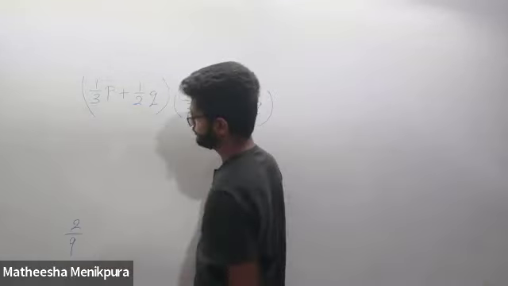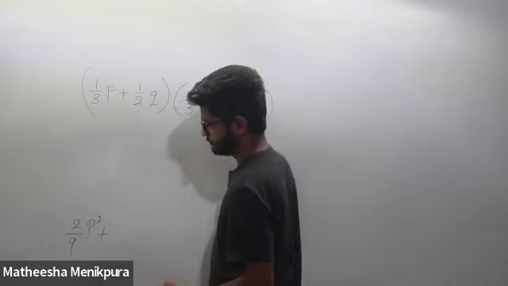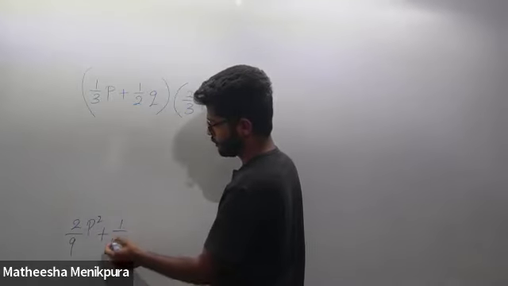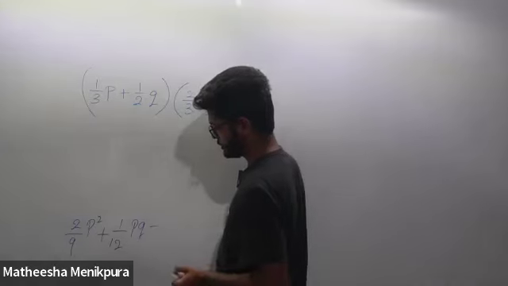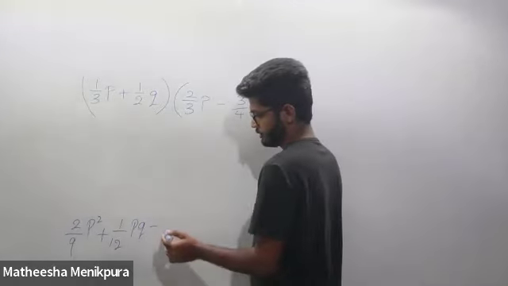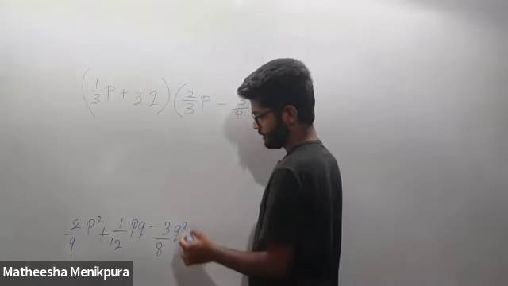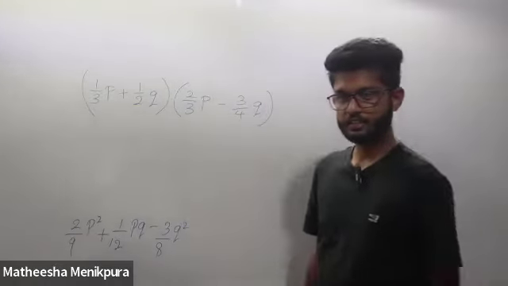2/9 p squared plus 1/12 pq minus 3/8 q squared. Is it the final answer?